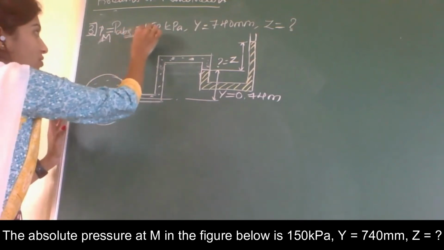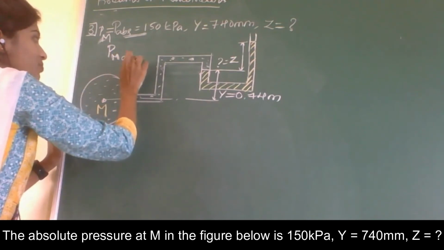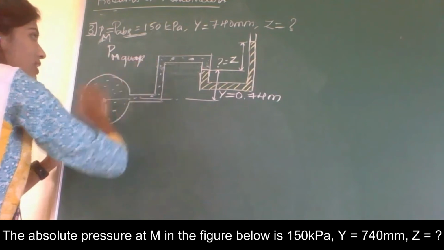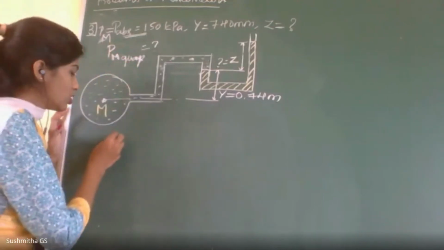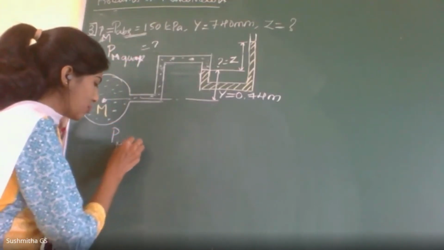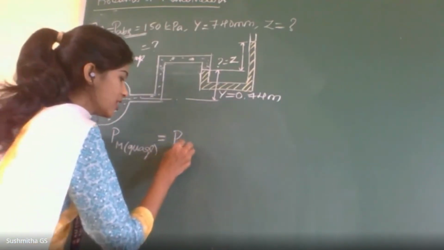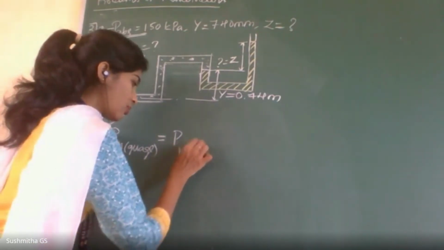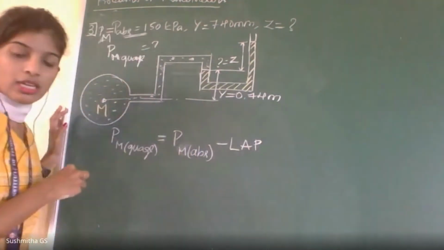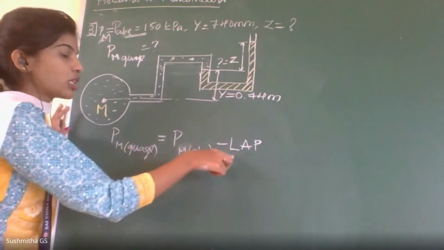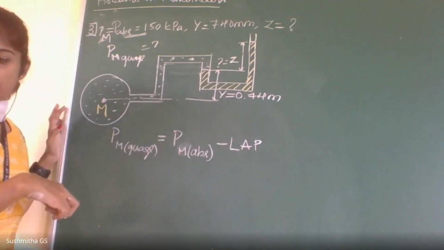But here they have given the absolute pressure. So before that, you have to calculate the gauge pressure. We have a relation between absolute and gauge pressure: P_M gauge is equal to P absolute minus local atmospheric pressure. So gauge pressure is equal to absolute pressure minus local atmospheric pressure.